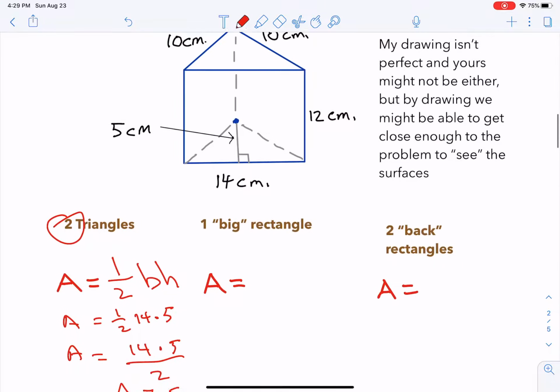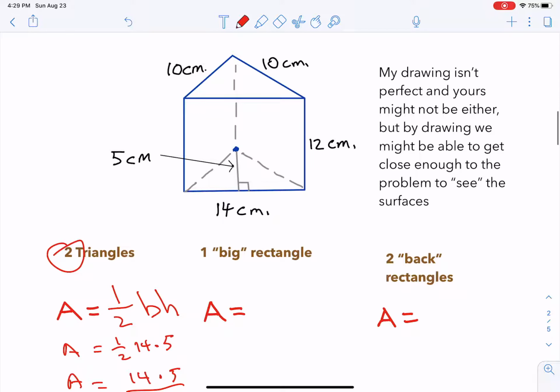All right. Area formula for rectangle is really straightforward. It's base times height. So we say area equals, in this case, this big front rectangle is going to be 14 times 12. And the 12 you can kind of see going up and down here, so 14 times 12.